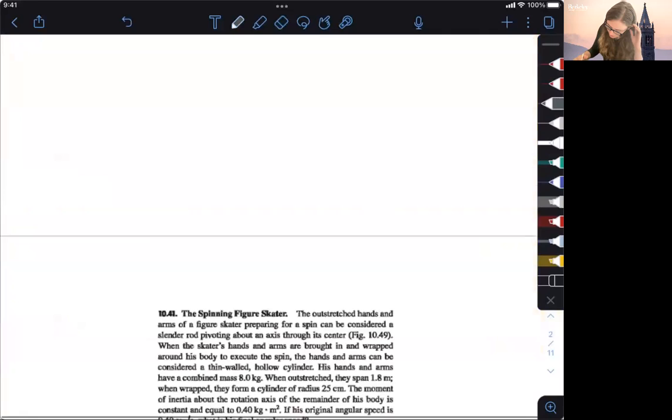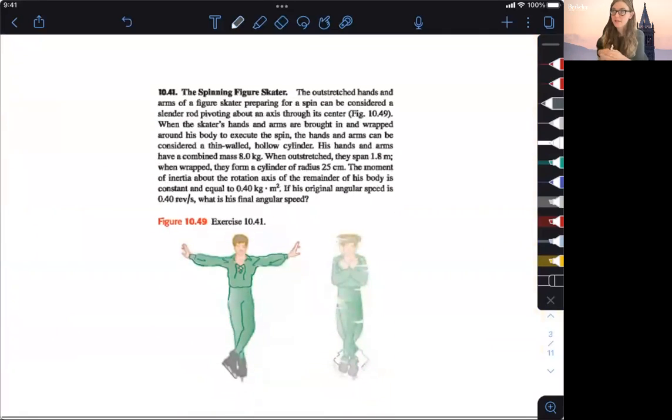All right. So we're up to our first problem. I'm going to go ahead and stop this and then jump into the first problem.